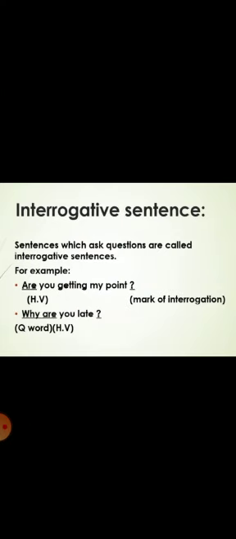Like our second example is, "Why are you late?" In this sentence, "why" is a question word and "are" is a helping verb, and at the end we have a question mark. So again, this is an example of an interrogative sentence that is beginning with a question word.